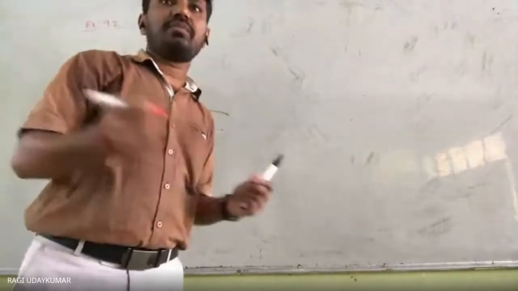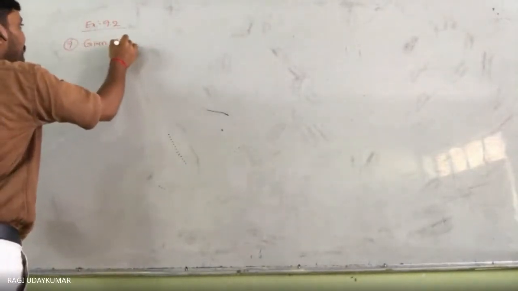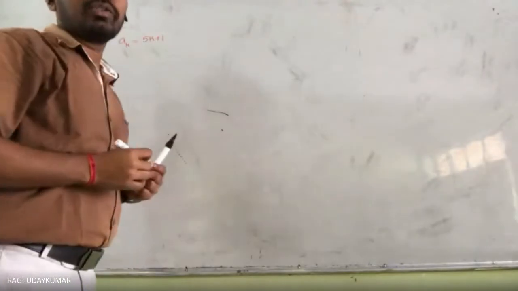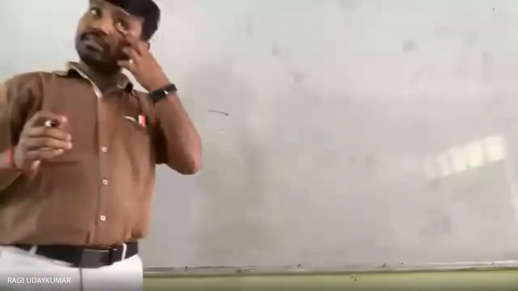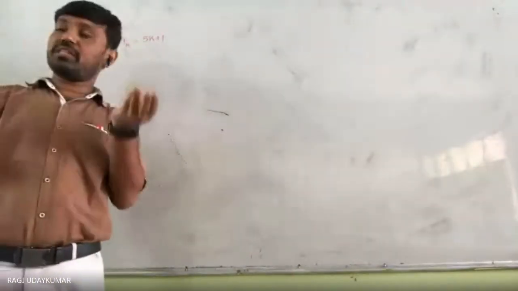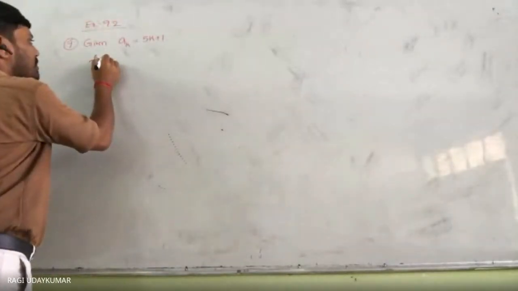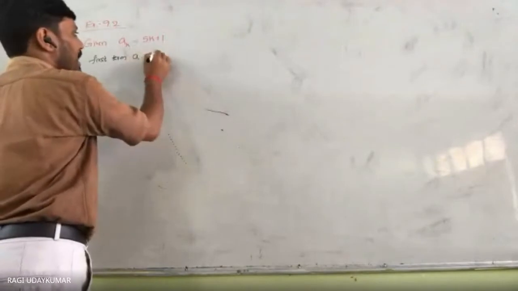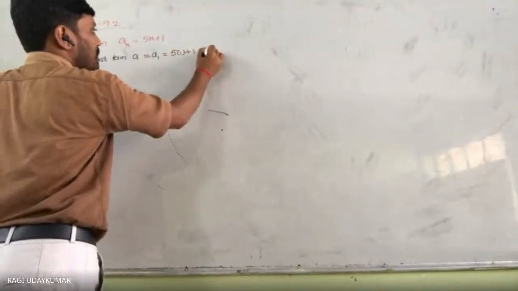Next, the seventh question. So what is the question? Find the sum of the n terms of an arithmetic progression whose kth term is given. Given that A k is equal to 5k plus 1, and it is asking for the sum of the n terms. For the sum of the n terms we need the first term and the common difference. So first let us find the first term. For the first term, substitute 1 in the place of k. A1 is equal to 5 into 1 plus 1, which is equal to 6.